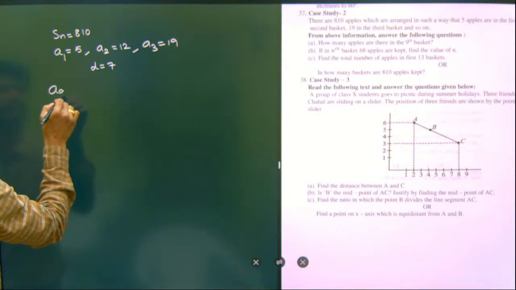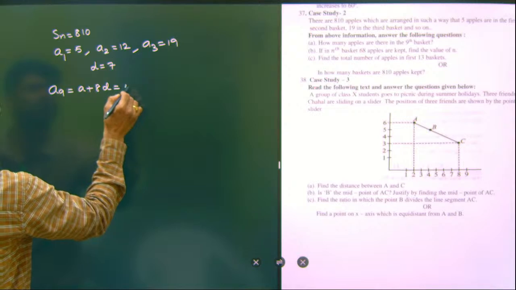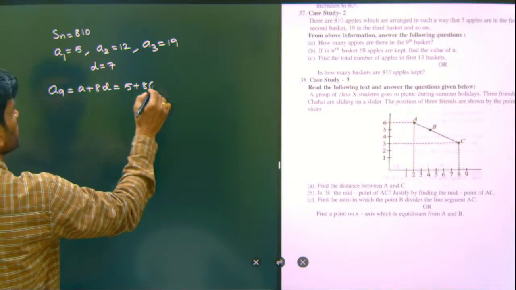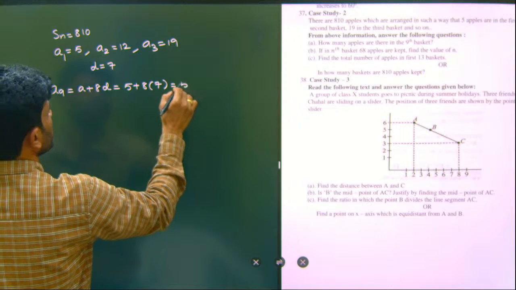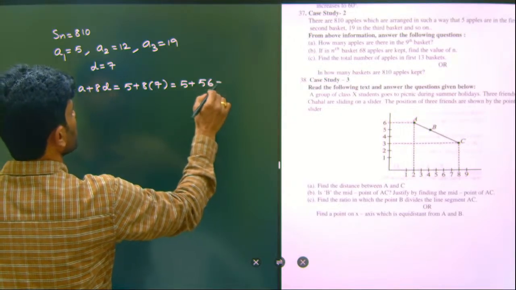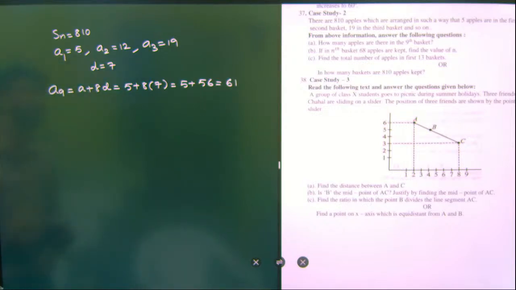How many apples are there in the ninth basket? a9 they are asking to find. a9 is what? a plus 8d. 5 plus 8 into d, d is 7. So 8 sevens are 56, 56 plus 5 is 61. 61 apples are there in the ninth basket.